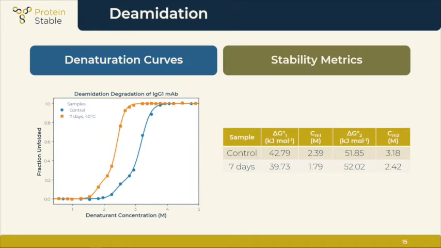And with the SUPR-CM, we can then fit a three-state function to the data and generate our Gibbs free energy values and our CM values, which allows us to quantify the stability of the antibody. And comparing the CM values for the different transition regions, it tells the same story. We're seeing a reduction in the CM values, signifying that the deamidation has lowered the stability of the antibody.